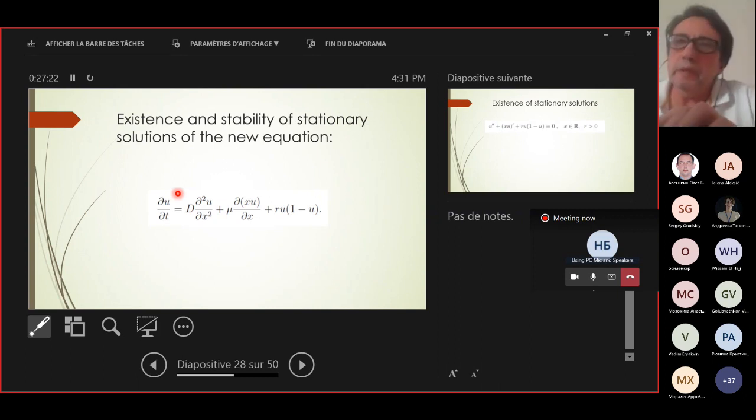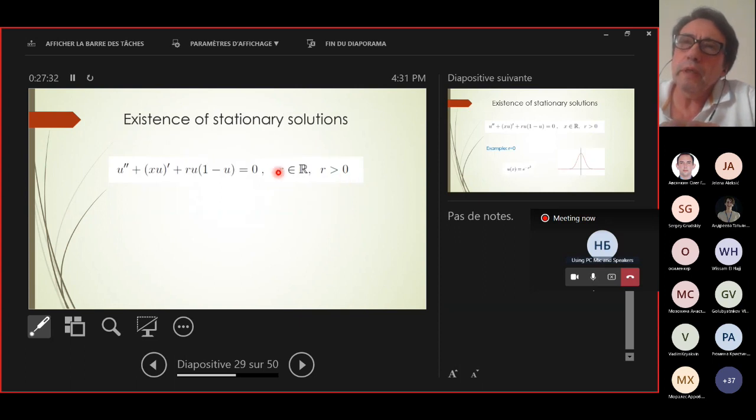And we'll now study some properties of this equation. We'll begin with the existence of stationary solutions. In the stationary case, I write the same equation that is shown here. Again, I put the coefficients equal to 1, which is not important for simplicity. This diffusion term, the convective term, of course, with this x. This x is very important here. And the logistic reproduction term. This equation is considered on the whole axis, and r is some positive parameter.